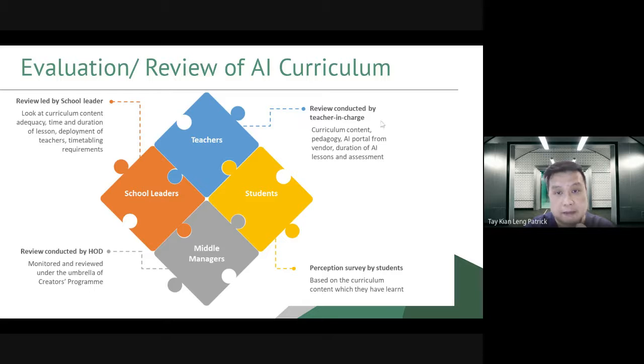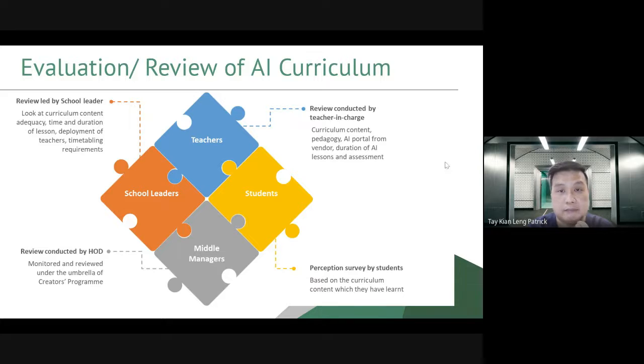Teachers themselves, the teachers who are conducting this AI curriculum, will also do a review on their end to look at how appropriate the curriculum content and the pedagogy are. In fact, they will also give feedback about the AI portal that we have from the vendor, as well as the duration of the AI lessons and assessment. The students themselves will also complete a perception survey.